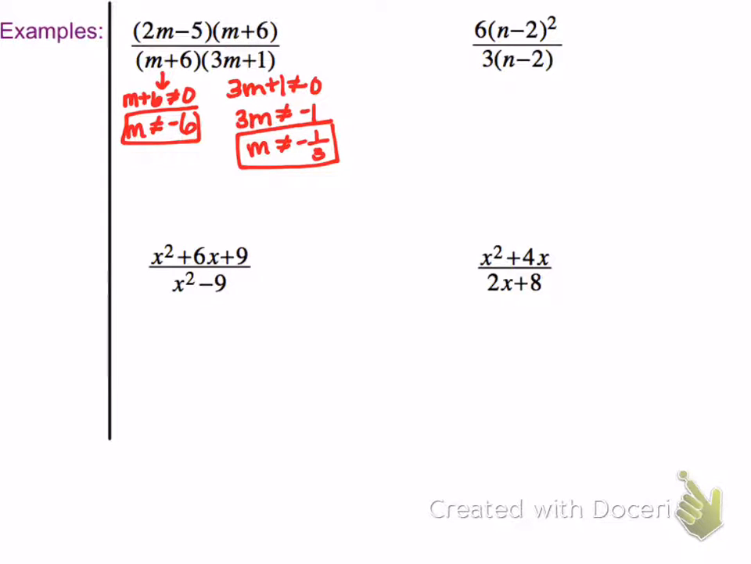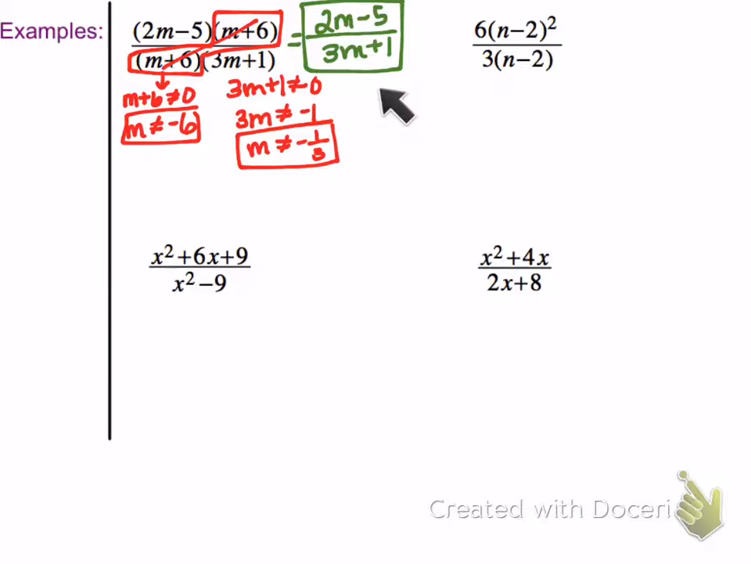That's important. Now I can't do crazy things like cross off the m with the 2 here, with the m with the 3 here, but what I can do is, if you notice, this m plus 6 is touching by multiplication on both sides, and so is this m plus 6. So I can cancel those 2. I can divide those 2 to make 1, and then all I'm left with here is 2m minus 5 over 3m plus 1. So I'm simplifying this problem, and this is my answer with the restriction that m cannot equal negative 6 and m cannot equal negative 1/3.